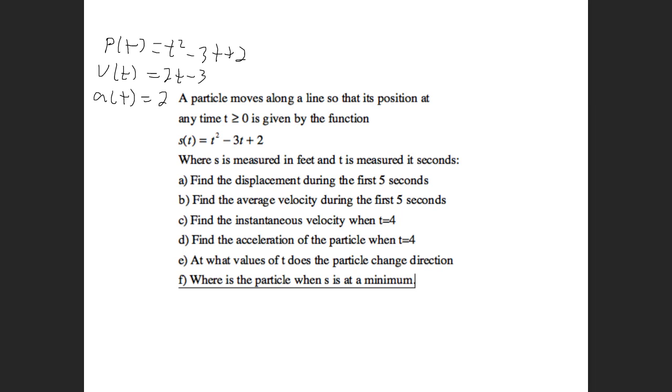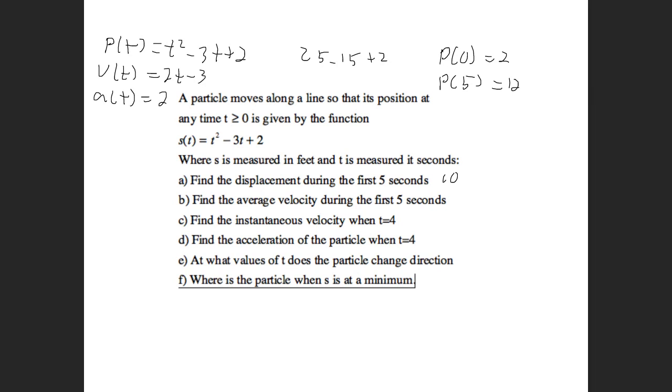Find the displacement during the first 5 seconds. Okay, so that's p of 0 and p of 5. So p of 0 is just 2. P of 5 is 25 minus 15 plus 2, so that's 10, so that's 12. So my displacement should be 10. I started at 2, I went to 12. Displacement is the difference between where you start and where you stop.